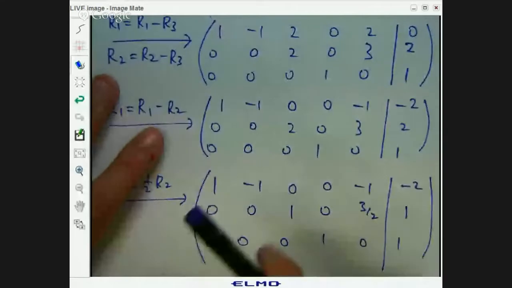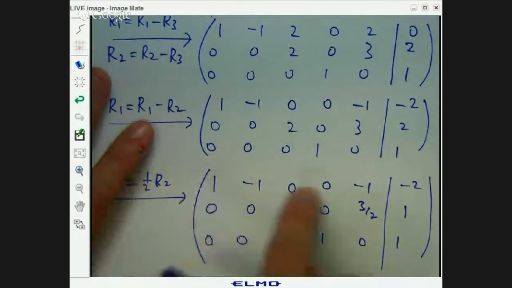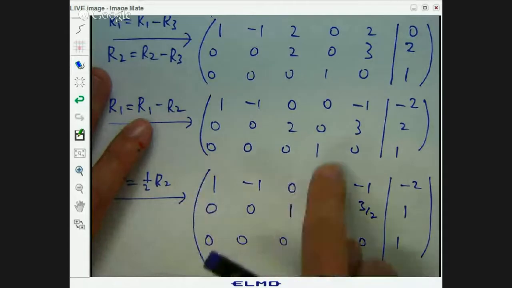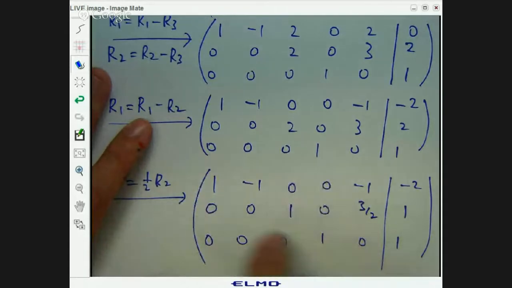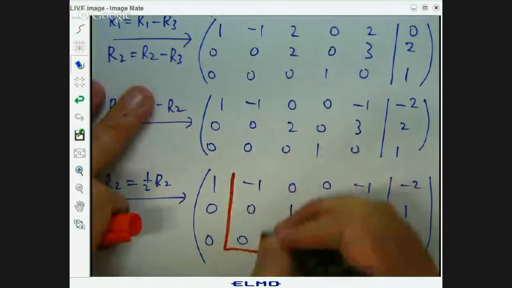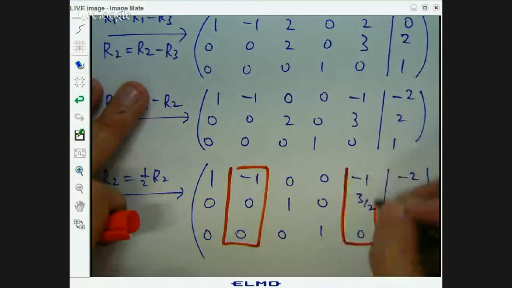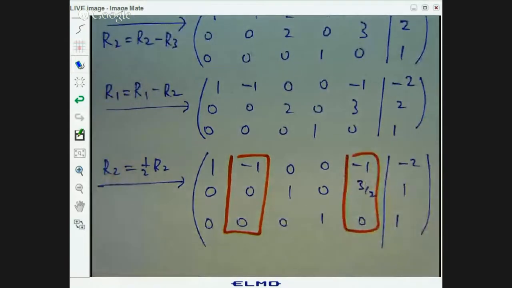Now the second part of the question says solve the system of equations. Okay, let's do that. Okay, you can see here, this is a leading column, right? It contains the leading entry of some row. This is a leading column, and this is a leading column because it contains that and that. Now this column is not leading, and this column is not leading, okay?